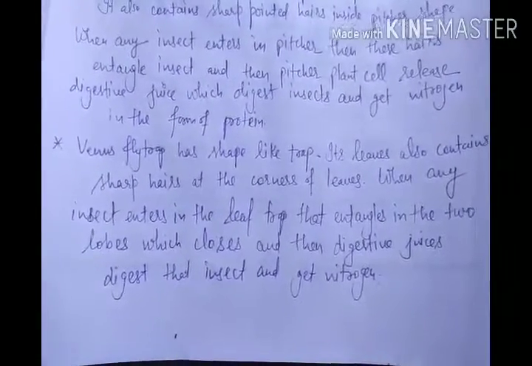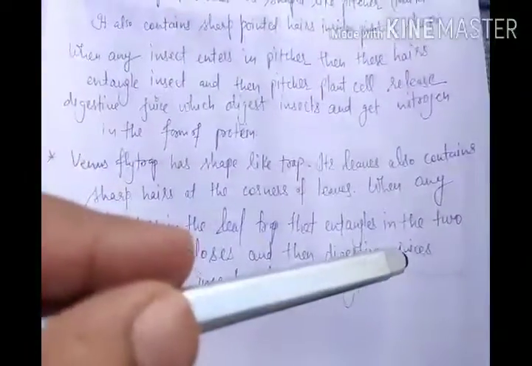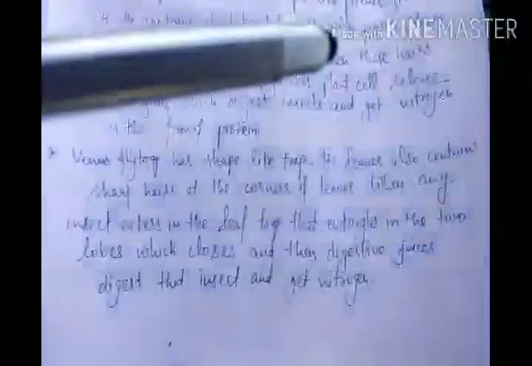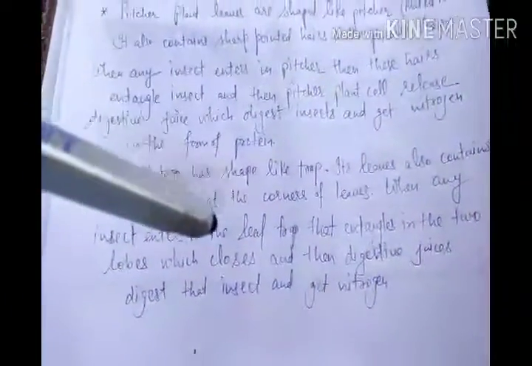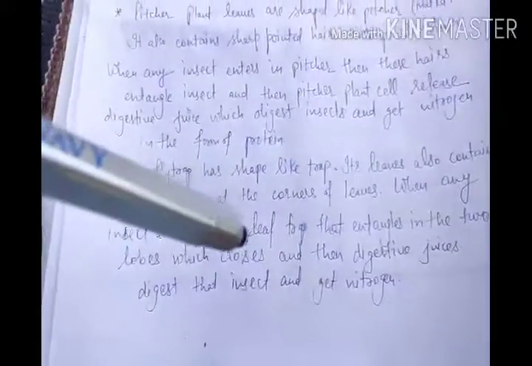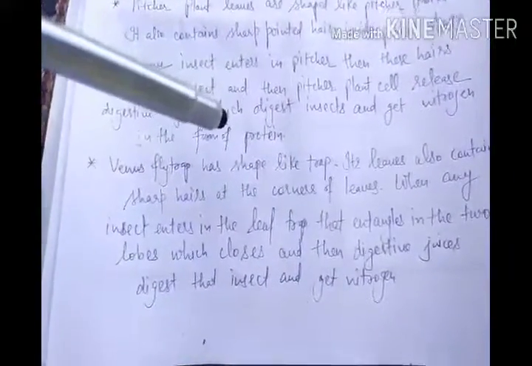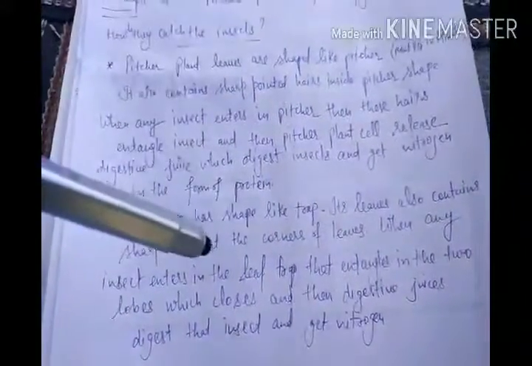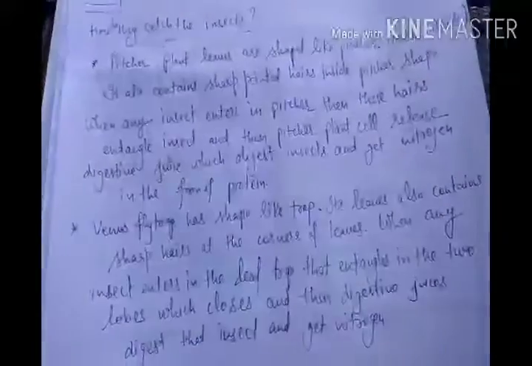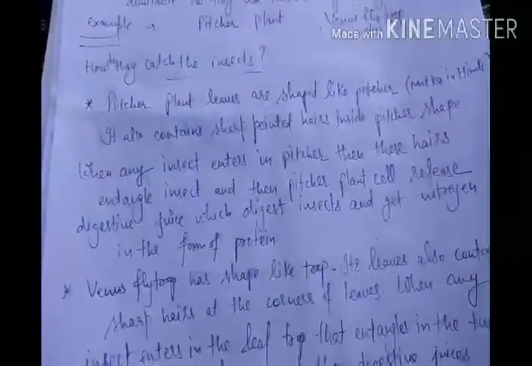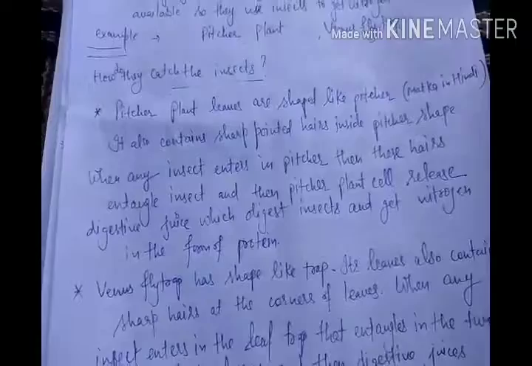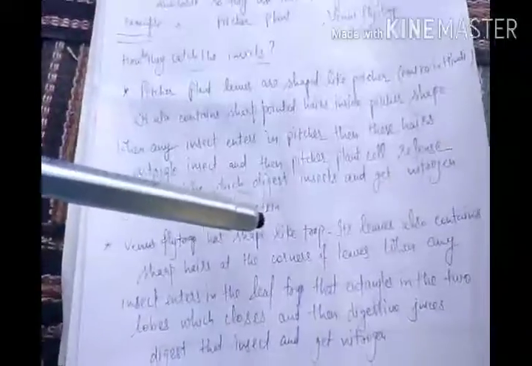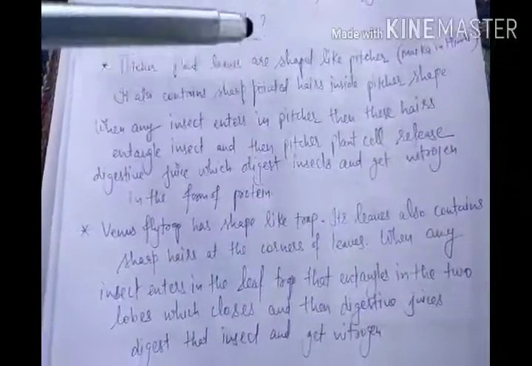So then digestive juices release from the cells, and it digests the insect, and by this they can get the nitrogen. In this way they can easily digest the insect and get the nitrogen. So this is the main function of insectivorous plants. Looking at the diagram given in your book, the image of the pitcher plant and Venus flytrap will make the process clear.